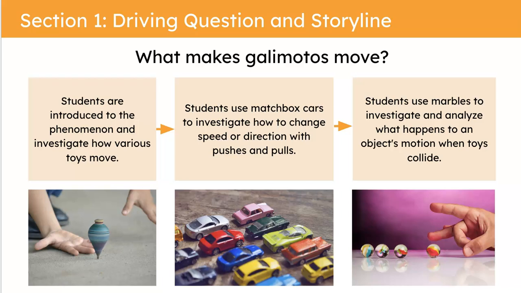The driving question for Section 1 is, what makes Galimotos move? Students connect to the anchoring phenomenon by doing a read-aloud about a boy who makes a Galimoto. Students discover that to change the speed or direction of an object, you can push or pull it. The section concludes as students investigate and use evidence to explain what happens to an object's motion when toys collide.